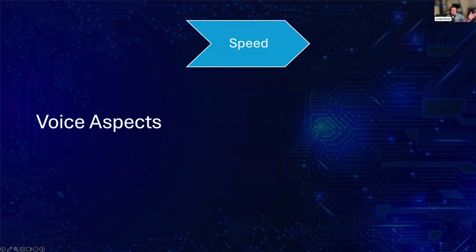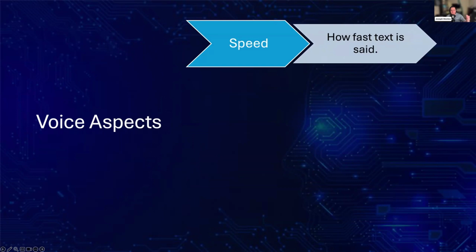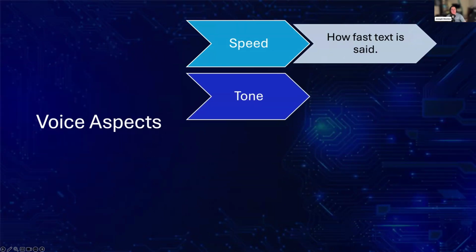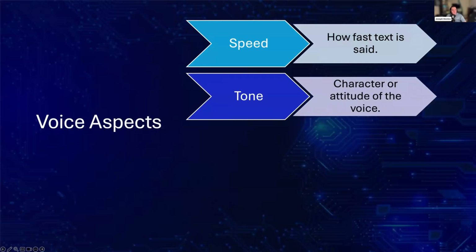Then the speed, it's quite simple. It is basically how fast the text to speech reads the different words. Then we have the tone. So this would be the character or attitude of the voice. So you can have it be a little bit more stoic, or you can have it be more casual or more pretentious in the way that the voice will sound like. So you can give it that kind of characteristic to have a specific attitude towards how it reads out the text.